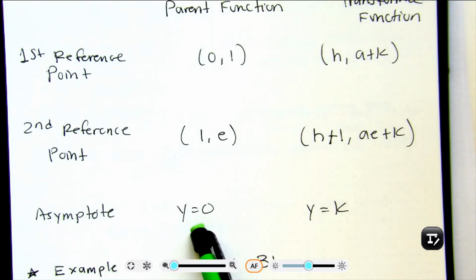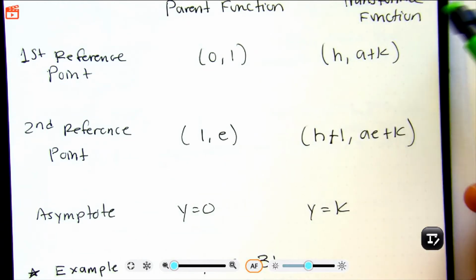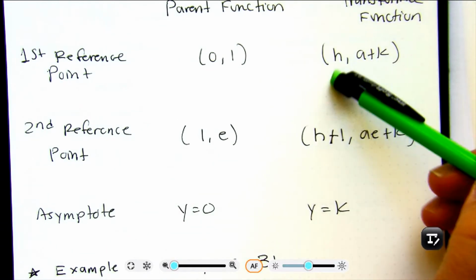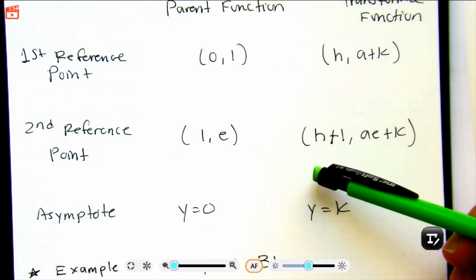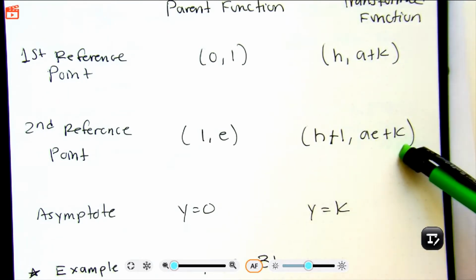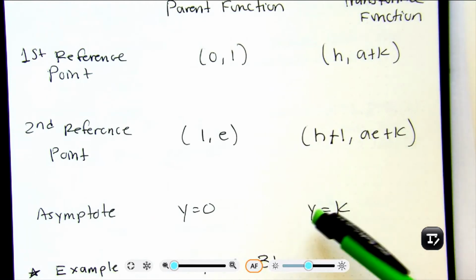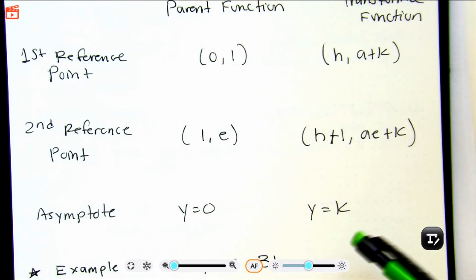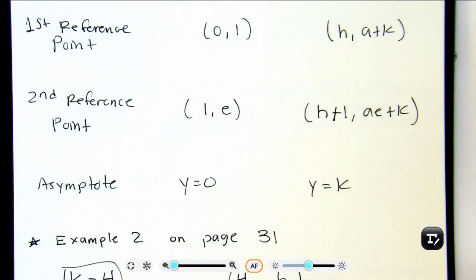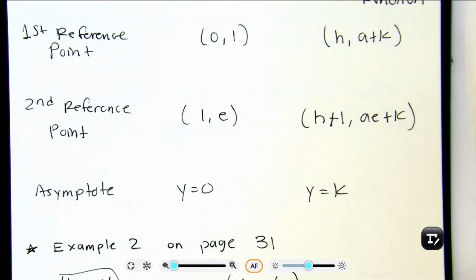And then for the transformed function, the first reference point is (h, a plus k). The second reference point is (h plus 1, ae plus k). And then the asymptote is y equals k. So what we're going to be doing is looking at example 2 on page 31. So this example right here.